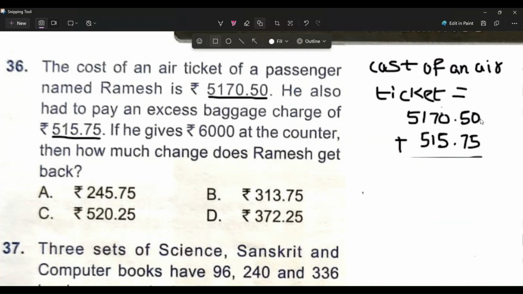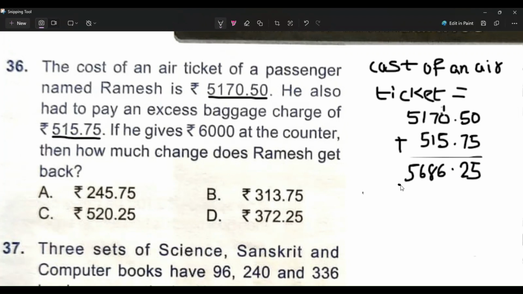Now let's add these two. 0 plus 5 is 5, 5 plus 7 is 12, 1 carry. So 1 plus 0 is 1, 1 plus 5 is 6, 7 plus 1 is 8, 1 plus 5 is 6, 5 plus 0 is 5. So after 2 digits, put a point over here.